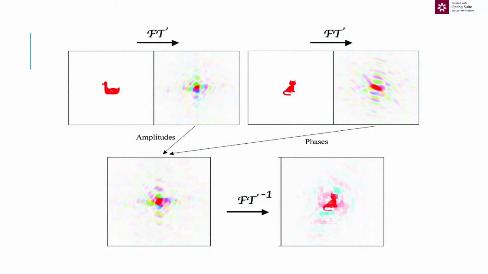This is a simple example which demonstrates the importance of information carried by phases. First, we combine the Fourier transform of the duck's amplitude with the Fourier transform of the cat's phases. Then we reverse the Fourier transformation on the resulting mixture to reveal an image that is much closer to the cat than to the duck. This shows the relative importance of the information carried in phases to image interpretation.